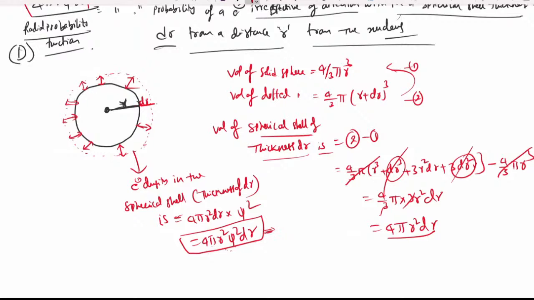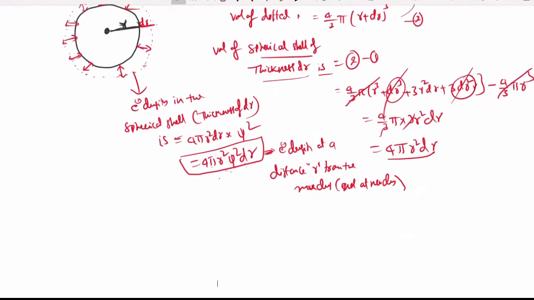This is the electron density at a distance r from the nucleus. This is the point everybody should keep in mind: it is not at the nucleus, but at a distance r from the nucleus. This is called electron density. Got my point, everybody? Now I will give you the clarity.